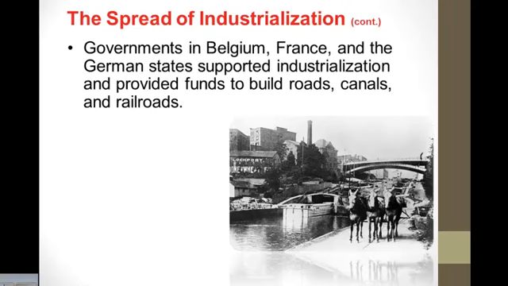Governments in Belgium, France, and the German states supported industrialization and provided funds to build roads, canals, and railroads. These transportation systems were needed to help move goods across different nations and also across continents.